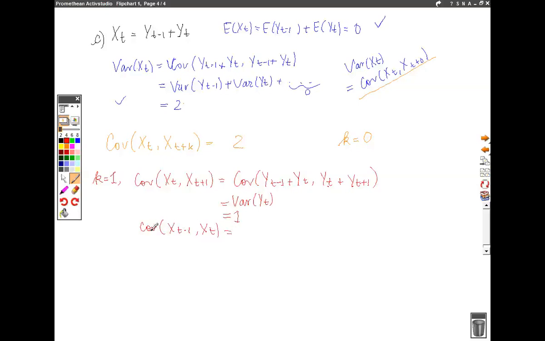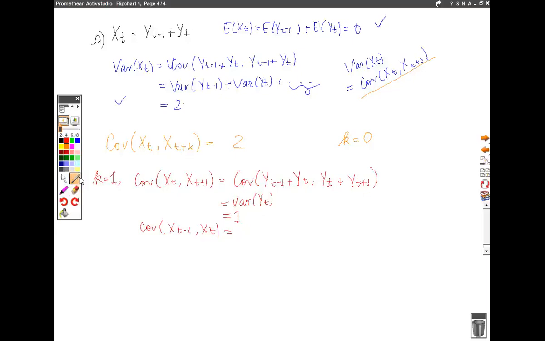And just for a change, let us look at the covariance of xt minus 1, comma xt. What do you guys think the value of this should be? Zero. 0. And why do you think it should be 0? Yes, Sakshi. I think it's going to be with the value of k. No, it should be 1, I guess. It depends on the value of k.